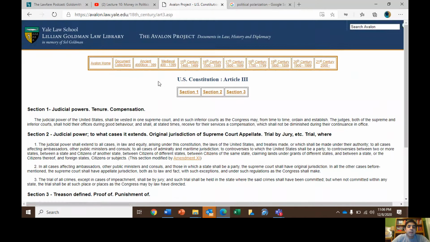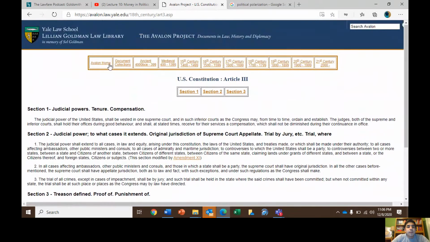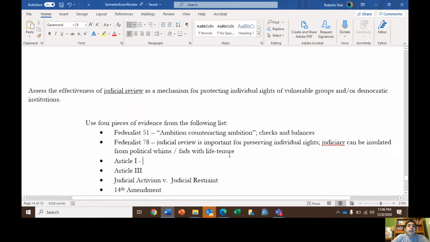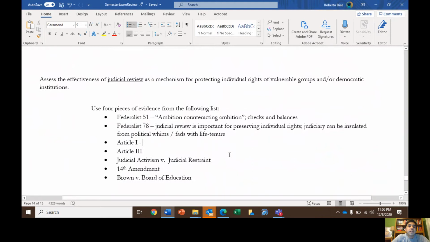We can look at the specific enumerated powers of the legislature. But when I'm thinking specifically with Article 1 of the Constitution, I'm thinking of, let's think of a major legislative act. Let's think of something that was passed by the legislature that is this important piece of legislation that really does a great job of preserving the individual rights of vulnerable groups or individual rights of groups.